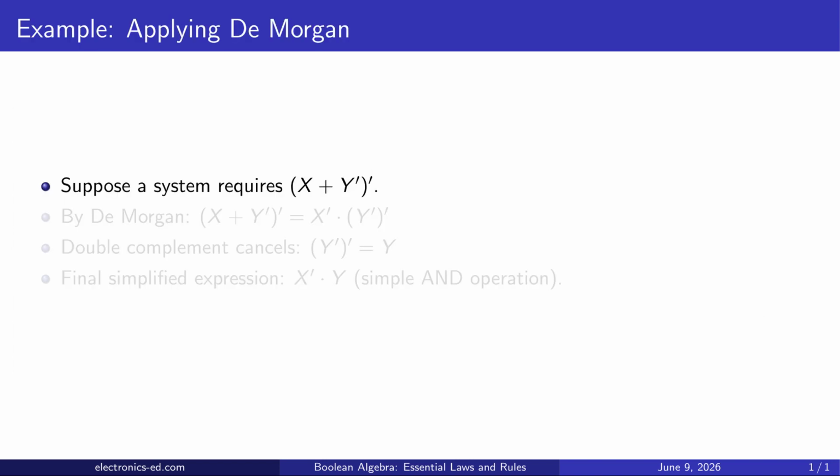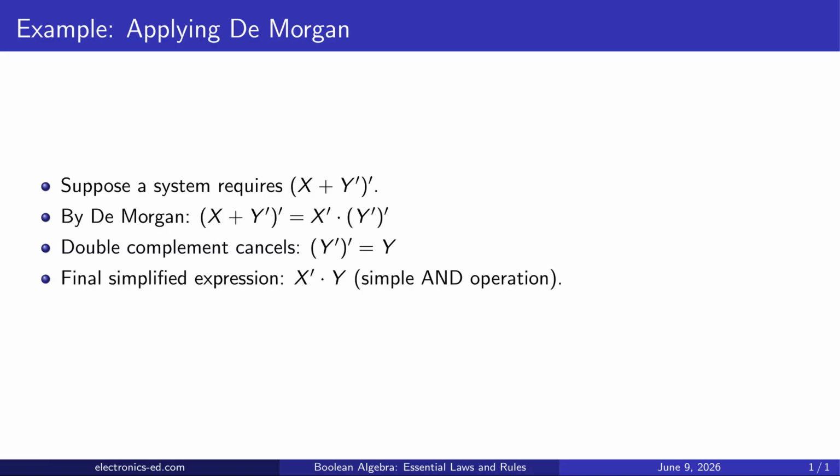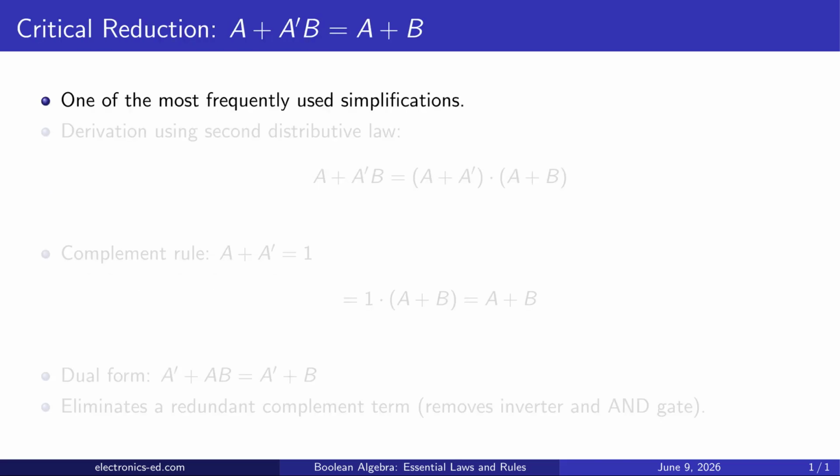Suppose a system requires the complement of (X or Y complement). By De Morgan, that equals X complement and the complement of Y complement. The double complement cancels, leaving just Y. The final simplified expression is X complement and Y, a simple AND operation. This is one of the most frequently used simplifications in Boolean algebra.